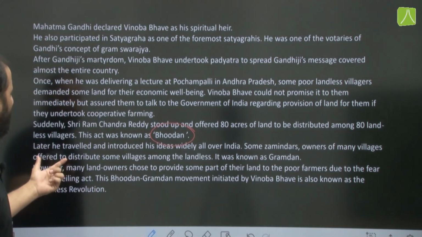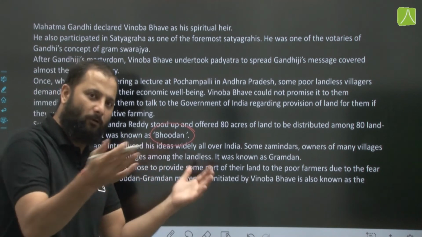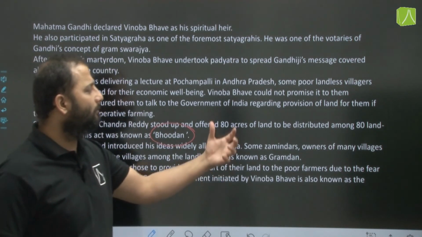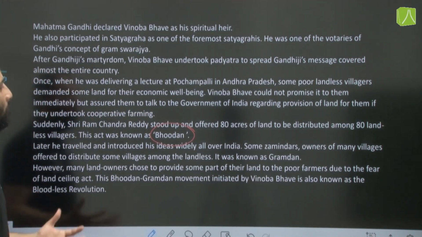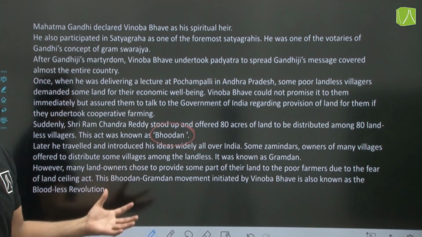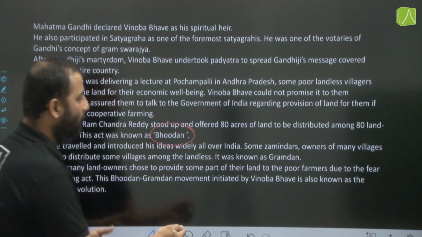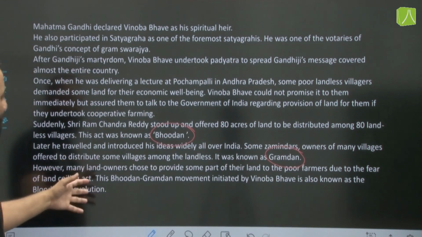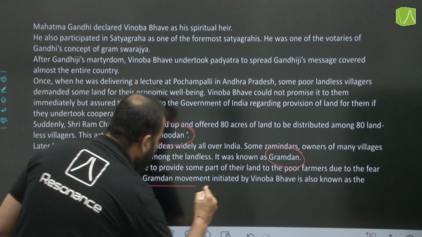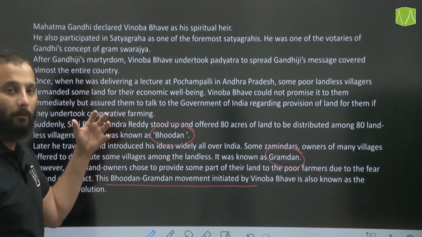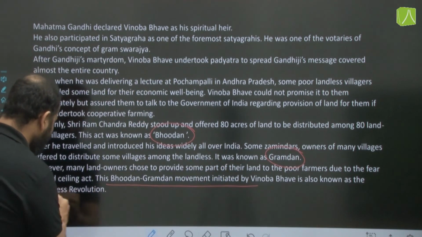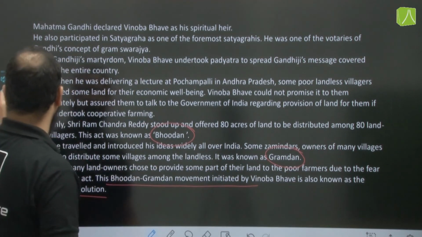Later on, after this incident, when Vinoba Bhave was travelling to other places, more zamindars and many other people also came and donated more areas of land, which came to be known as Gramdan. That is how this Bhudan Gramdan movement was initiated by Vinoba Bhave, which is also known as the Bloodless Revolution. All right.